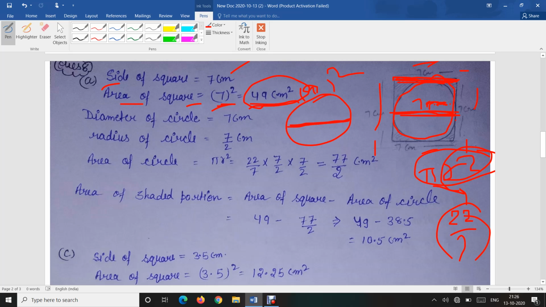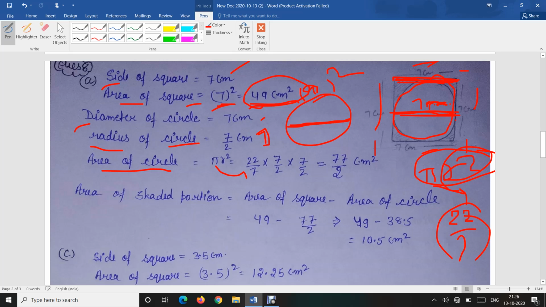From here we can find out the radius of the circle, because we know that the radius of the circle is half of the diameter. So the diameter of the circle is 7 centimeter. Radius of the circle is half of the diameter, which is 7/2 centimeter. So we can find out the area of the circle by applying the formula pi r square.